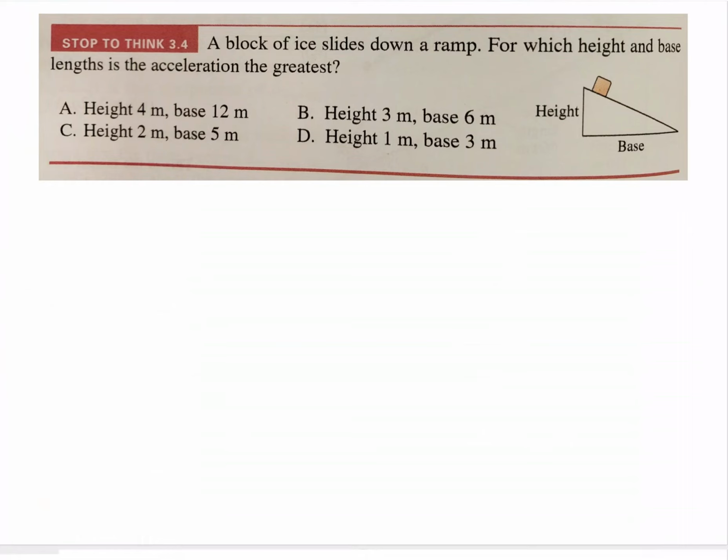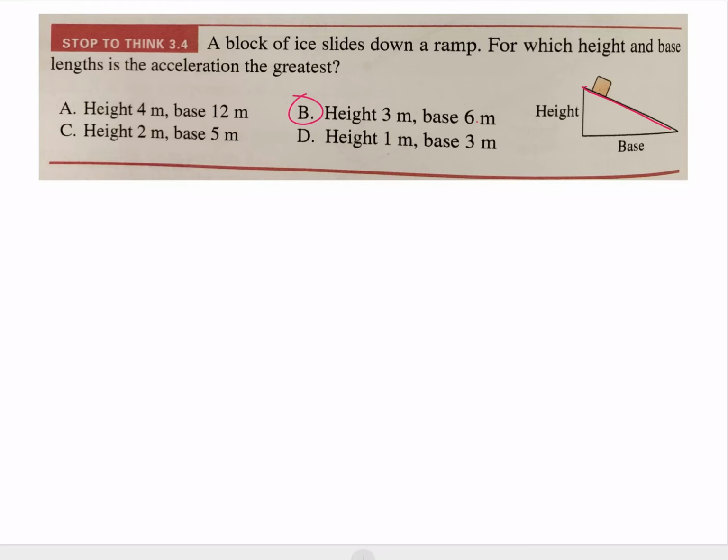I feel like it would be B. Why is it B? You're right. Because the ratio is 1 to 2. It's still a decent height, then it stretches out. The ratio of height to base length gives us a bigger height to length ratio, which makes B the steepest, which is gonna make it go faster.